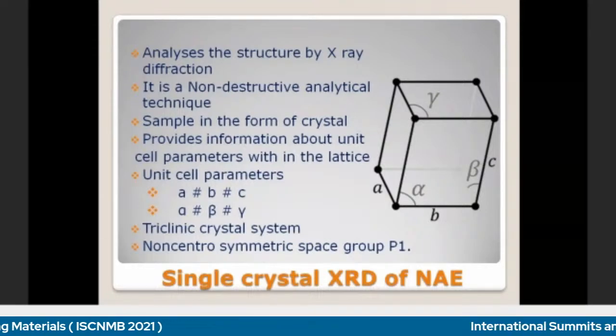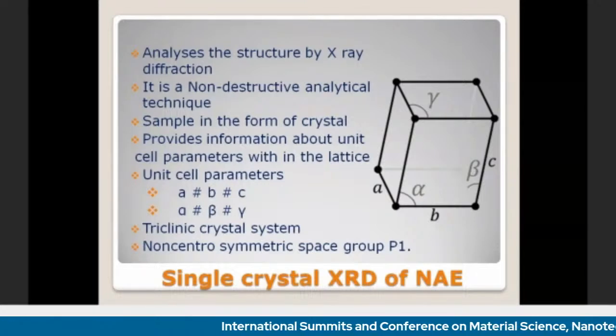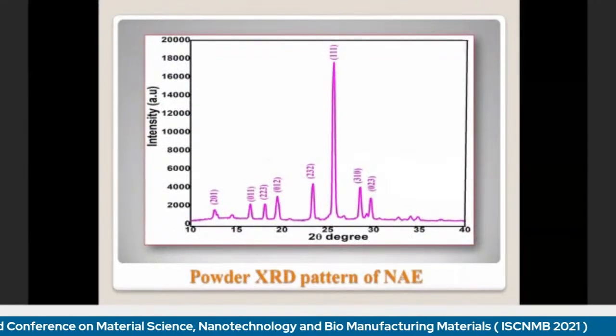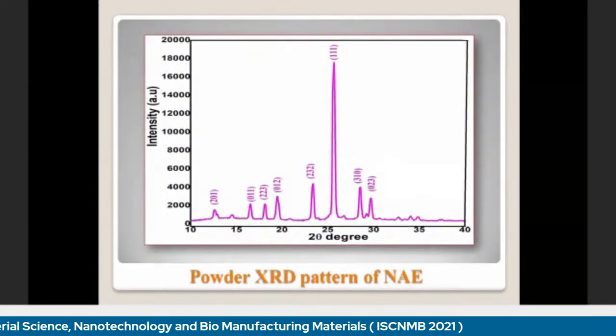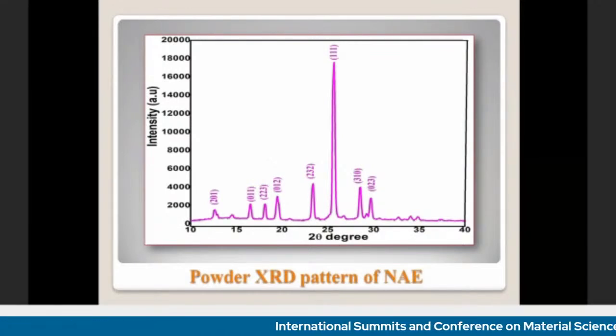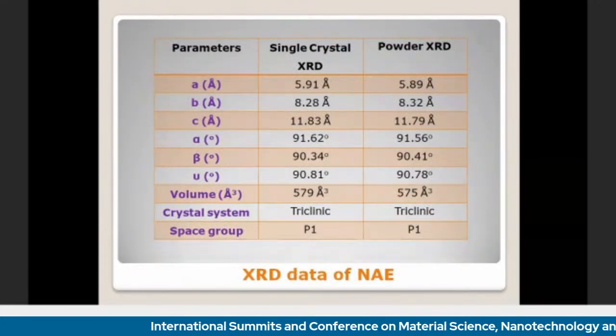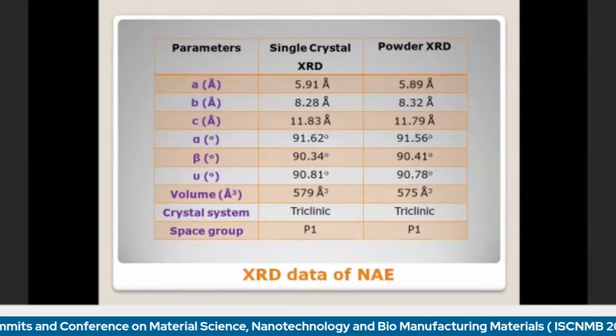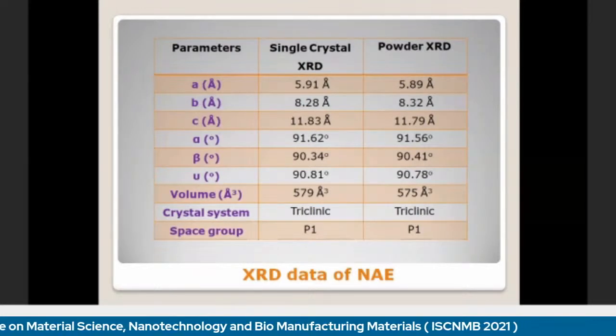From the single crystal XRD data of NAE, we conclude the crystal system belongs to triclinic with the non-centrosymmetric space group P1. This is the powder XRD pattern of NAE. In powder XRD, the sample is in the form of powder. The sharp peaks in the spectrum indicate the purity of the grown sample. These are the parameters obtained from both single crystal XRD and powder XRD data. From both, we confirm the crystal belongs to the triclinic system with the P1 space group.